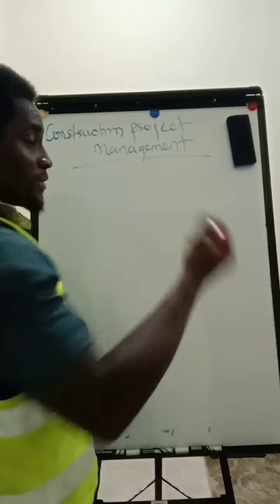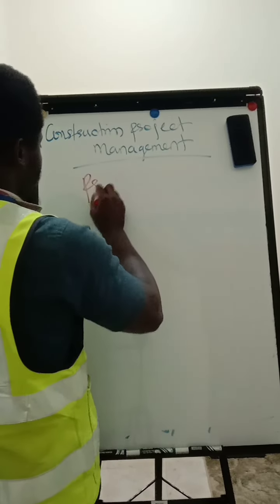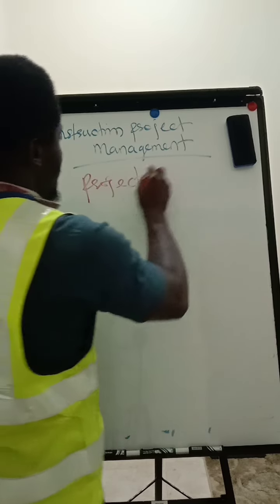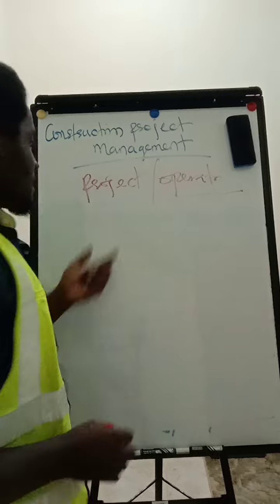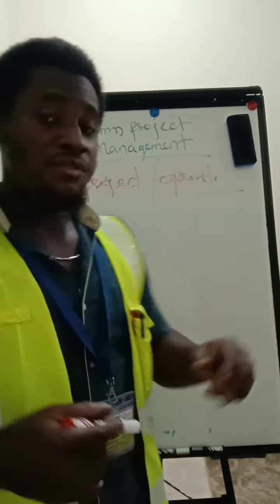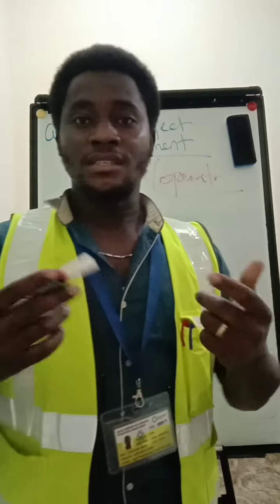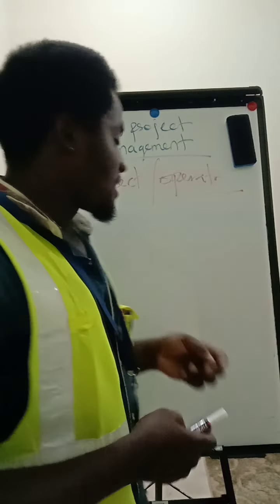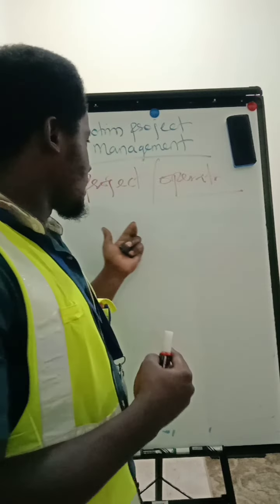Before we move to construction project management, we'll be defining two important words, and then we give the difference between them. So we're talking of a project and an operation. I'll define a project as per the Project Management Body of Knowledge, which is a temporary endeavor designed to create a unique service or product. A project has a defined start and a defined end, and it is unique.